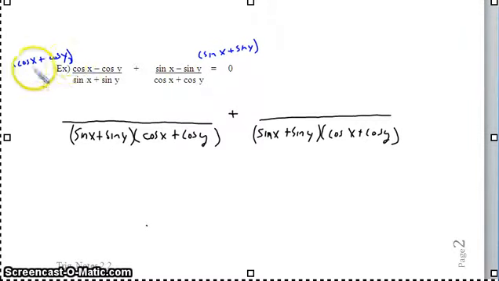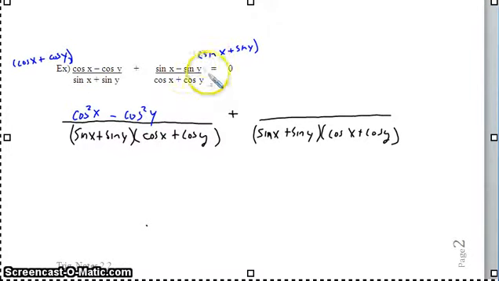So if we FOIL these together, I get cosine times cosine is cosine squared x. Then I have negative cosine x cosine y and positive cosine x cosine y. So those will end up canceling out from each other. And then when I multiply the last two, cosine y times negative cosine y, I get negative cosine squared y.